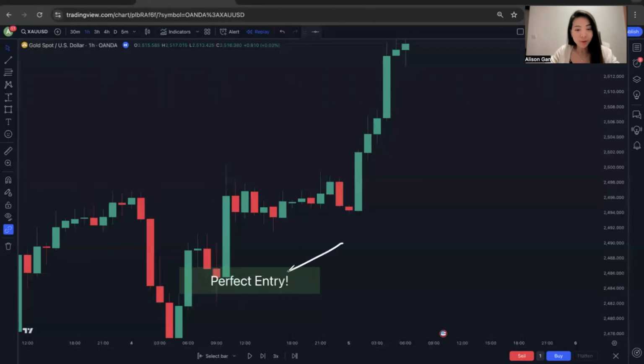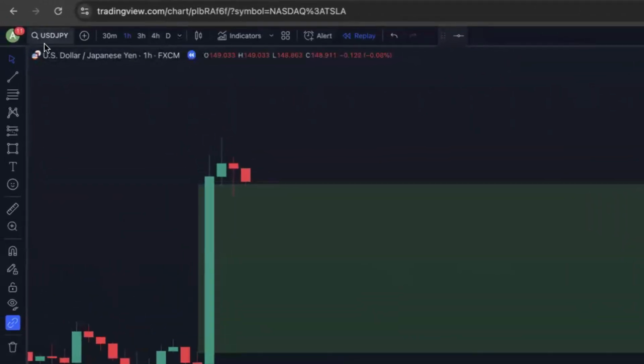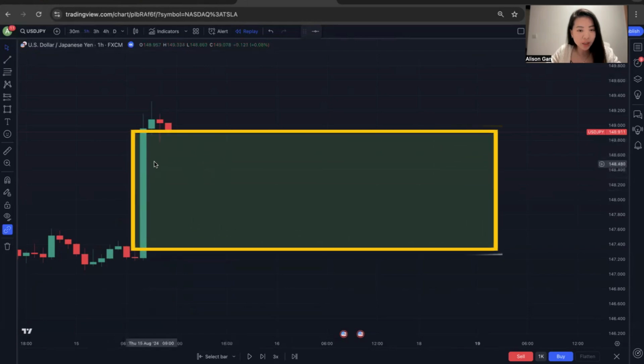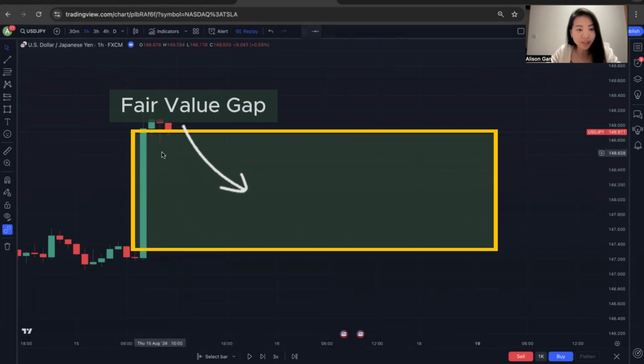This is how we get a perfect entry. So right now we are looking at the chart of the USD JPY, the forex pair, on a 1 hour time frame. So you can see that this green color rectangle here is representing the fair value gap.